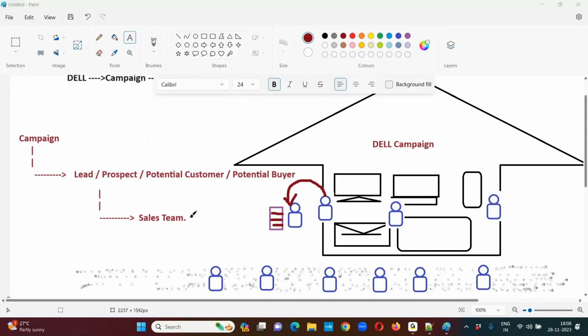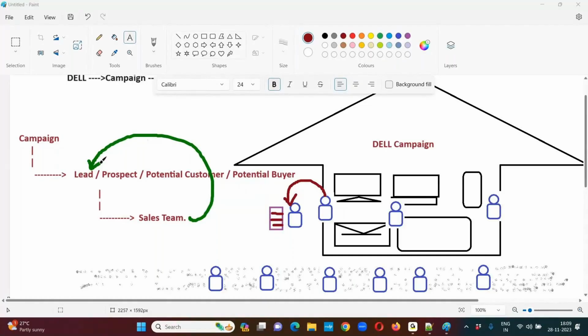Now these people are going to be contacting the lead. They will contact the lead over the phone, or by sending an email notification, or by meeting the people directly by taking some appointment. Once the sales team is meeting that lead person, they will start giving the information about our organization.